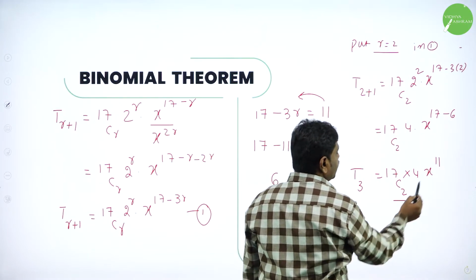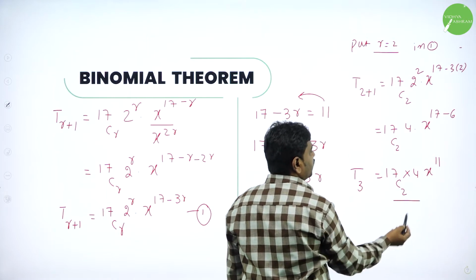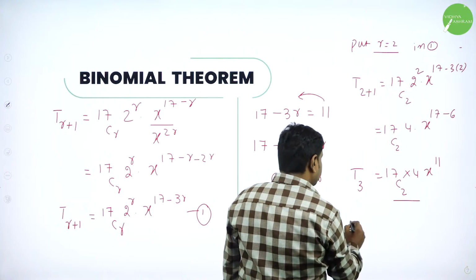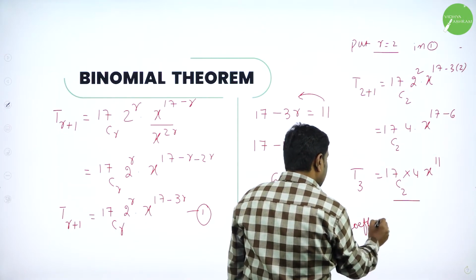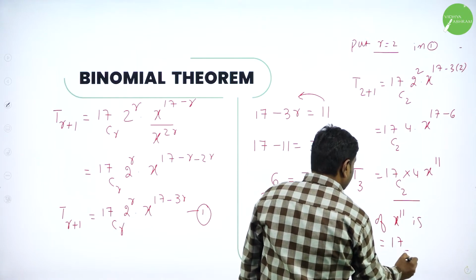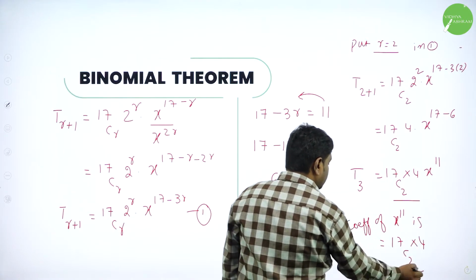Dear students, coefficient of x power 11 means with x power 11 what we have. Here we will get x power 11. We got it, 17 minus 6. Now the coefficient: so the coefficient of x power 11 is 17C2 into 4. You can further simplify.